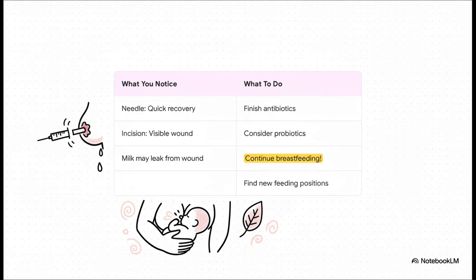Finally, phase 4, recovery. After it's drained, your experience depends on the method. With a needle, recovery is super fast. With an incision, you might have a small drain for a few days and even see some milk leaking from the wound, which is totally normal. The most crucial point, and I cannot stress this enough, is to keep breastfeeding from that breast. It is vital for healing because it keeps the milk flowing and helps prevent it from happening again.